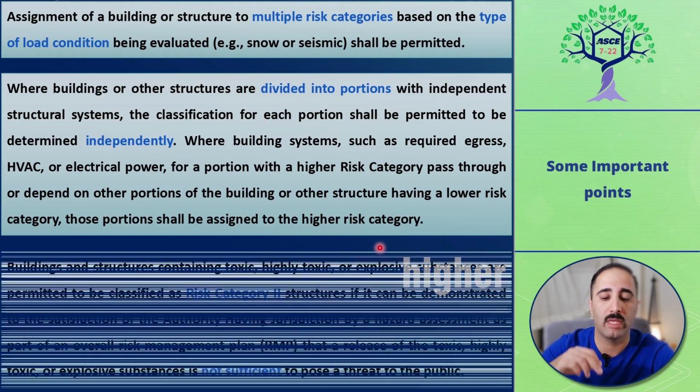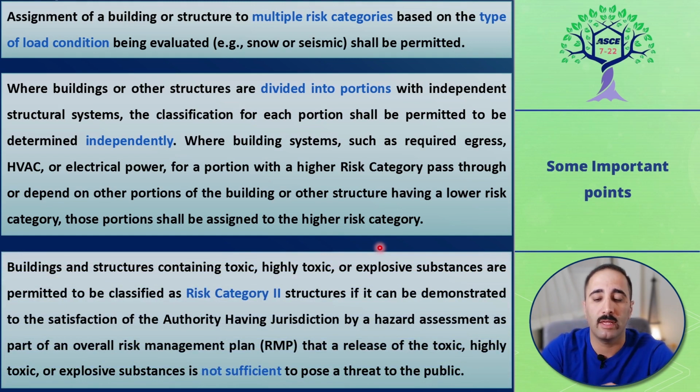And finally, buildings and other structures containing toxic, highly toxic, or explosive substances are permitted to be classified as risk category 2 structures if it can be demonstrated to the satisfaction of the authority having jurisdiction by a hazard assessment as part of an overall risk management plan (RMP) that a release of a toxic, highly toxic, or explosive substance is not sufficient to pose a threat to the public.